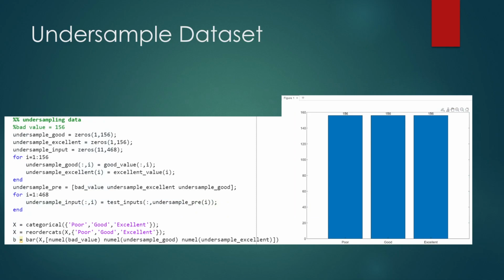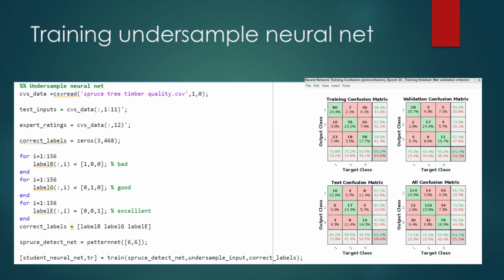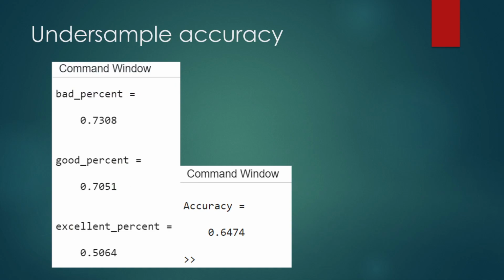Here is a simple solution, which is to undersample. As you can see on the right, we have the poor, good, and excellent all undersampled to 156 points, which is equal to the poor data. This produces a result of 65%, which is lower than that of the previous neural network, but this is in turn more accurate. As you can see that all three classes are being detected properly. Here is the previous code that I've run, and we can see that the percentages of each class is being recognized normally, and we have a general accuracy of around 65%.